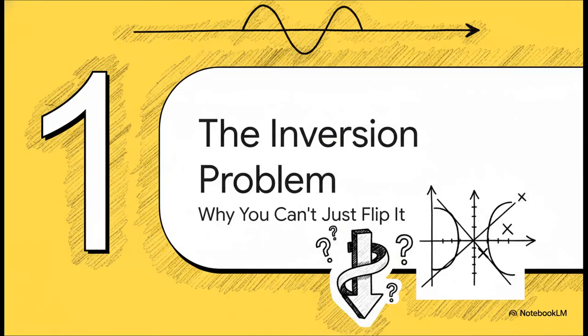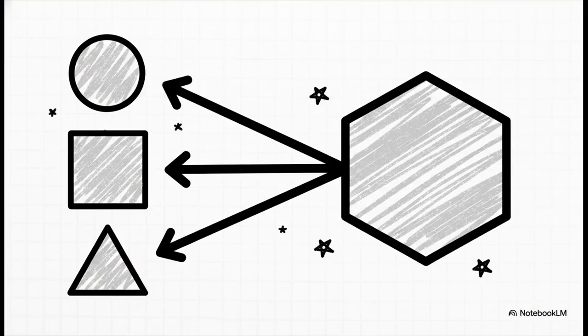To solve that calculator mystery, we've got to rewind a bit. The real issue isn't with the inverse function itself. The problem is actually with the original function, like sine or cosine. This is what we call the inversion problem, and it's the reason you can't just take a sine wave, flip it on its side, and call it a day. And here's the absolute heart of the issue. Trig functions are what's known as many-to-one. It's a fancy term for a really simple idea. You can have many different inputs that all lead to the exact same output.